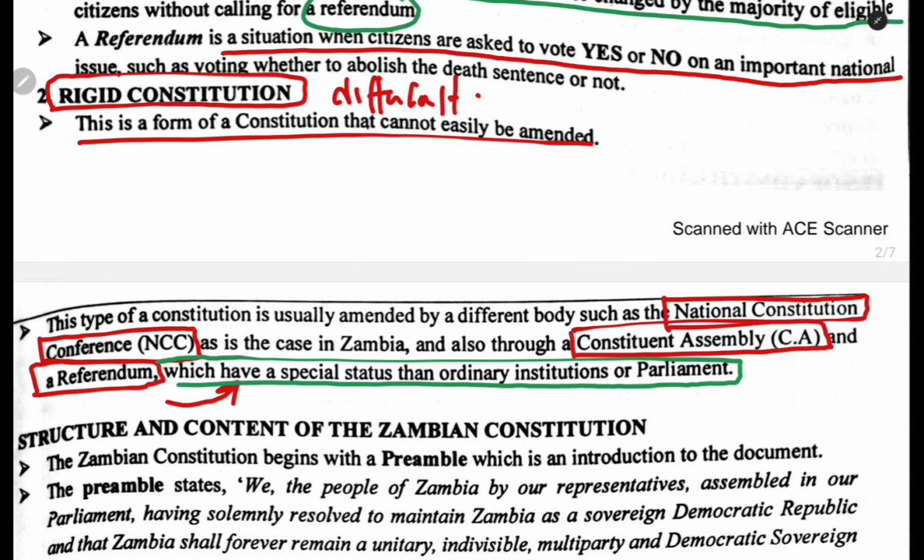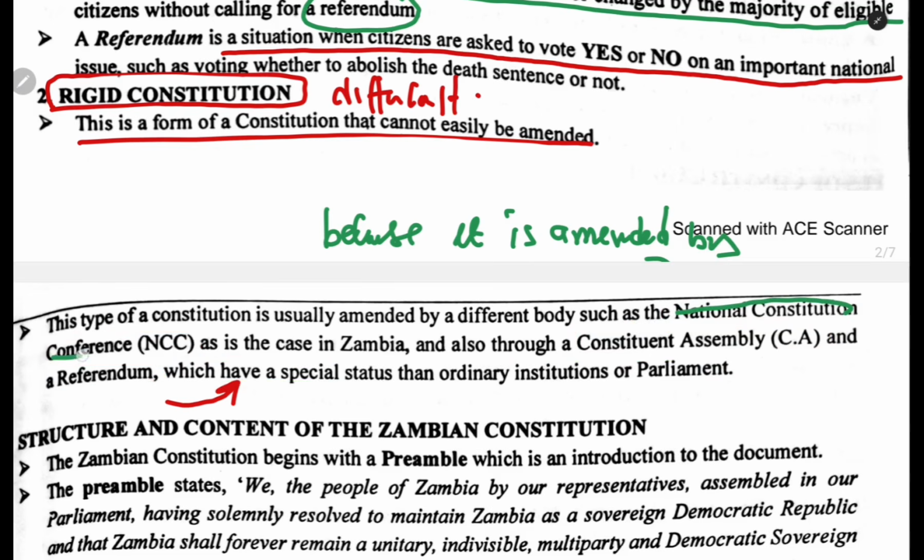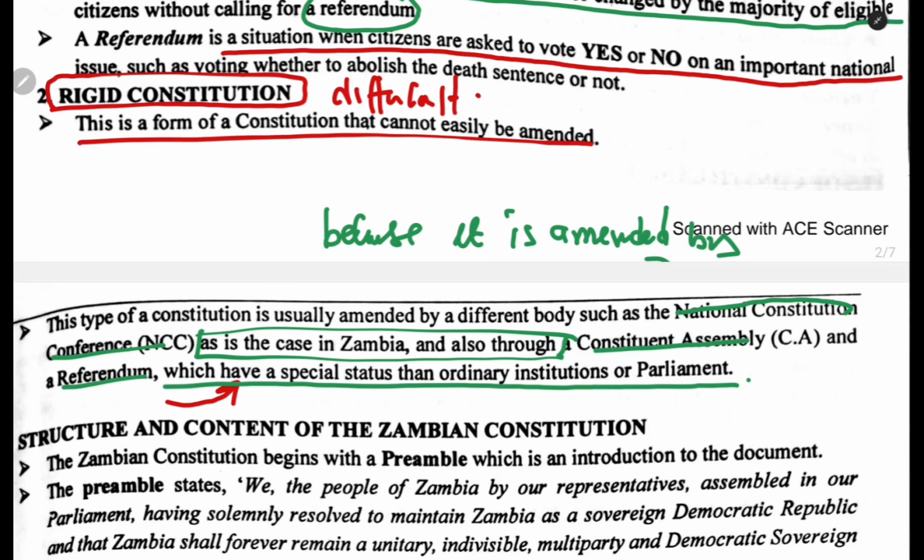And the answer, just say because it is amended by, so we say by, then you start with the National Constituent Assembly, then you skip this part, then you can talk of the Constituent Assembly, then the referendum, then you add which have special status than ordinary institutions of parliament. I guess that question, you get it.